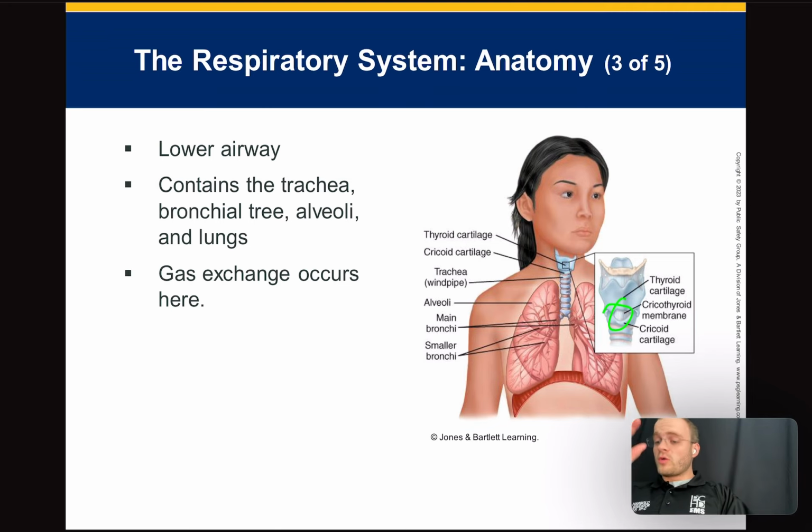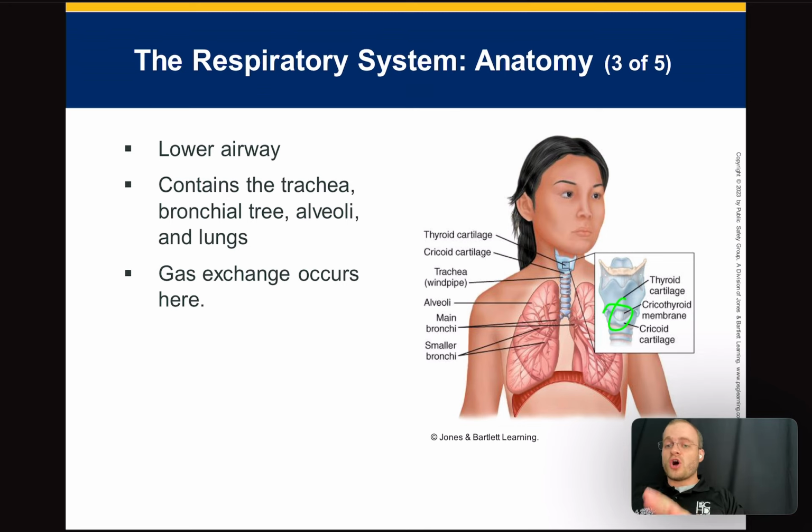So the lower airway now will contain the trachea, the bronchial tree, the alveoli, and the lungs. Why am I reading that to you? Because they could ask you that. Which of the following is part of the upper airway and the lower airway? Use your process of elimination, read all the answer choices, and it's pretty intuitive if you know where these structures are located. Okay? So gas exchange occurs in the lower airway.